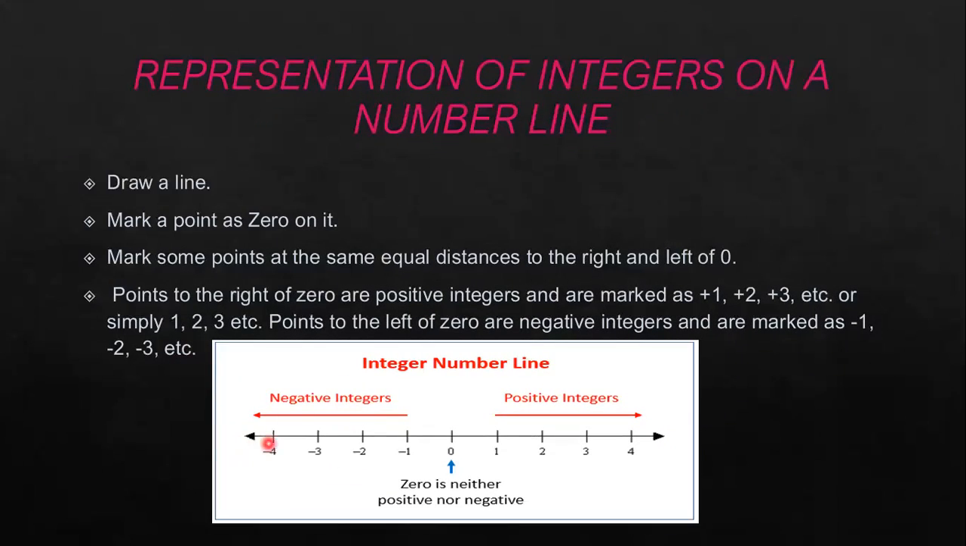How will we write them? First, you have to draw the number line, and here in the center you should mark 0, and on the right side we write positive numbers 1, 2, 3, 4. In the same way, on the left side you have to write negative numbers, that is -1, -2, -3, -4. The distance should be the same. So this is the way we represent integers on a number line.